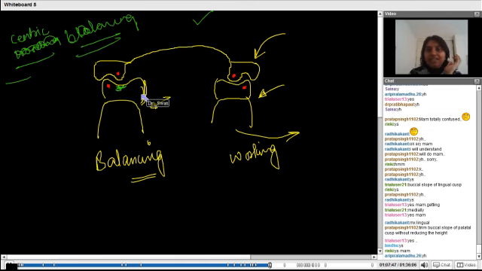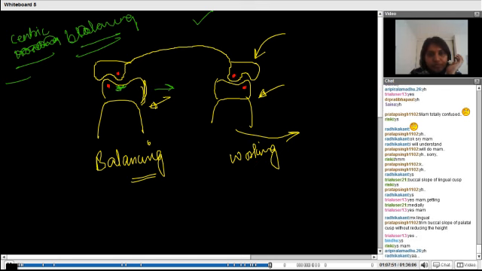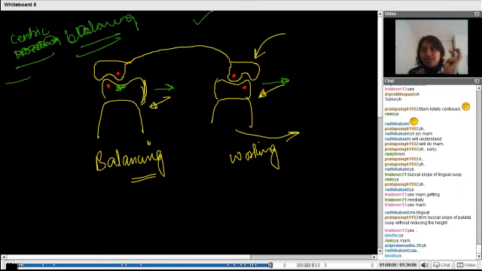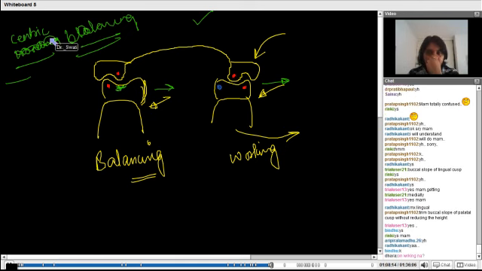So when we move this, on the balancing side, what happens is your jaw is moving towards this side, the right side. When your jaw is moving towards this side, your red dot will come in contact with red dot. And here your red dot will come in contact with blue dot on the working side.